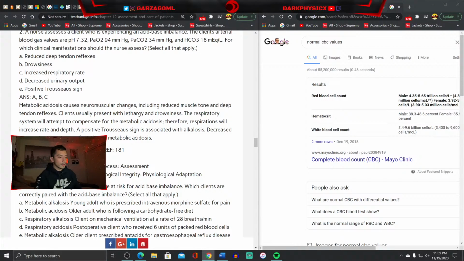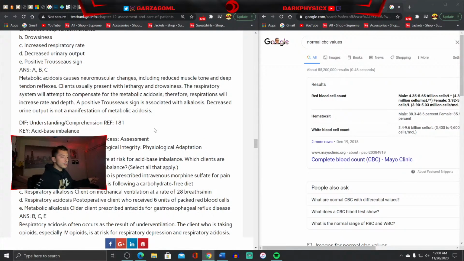Metabolic alkalosis, older client prescribed antacids for gastroesophageal reflux disease. So if you're gonna have excess bases going in you, you might become metabolic alkalosis. True. Okay, so I'm gonna go with B, C, E. Drum roll, please. B, C, E. Let's go.